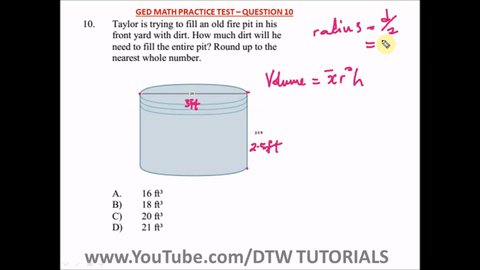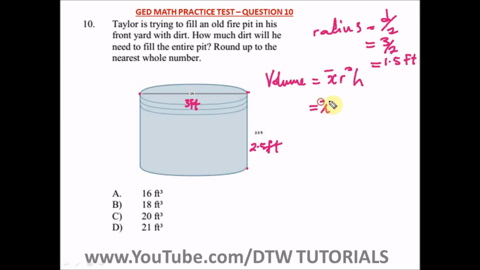Our diameter is what? 3 divided by 2. And what is 3 divided by 2? 3 divided by 2 is 1.5 what? Feet. Okay, so from here we know our height is 2.5 feet. So let's place the values into our formula.